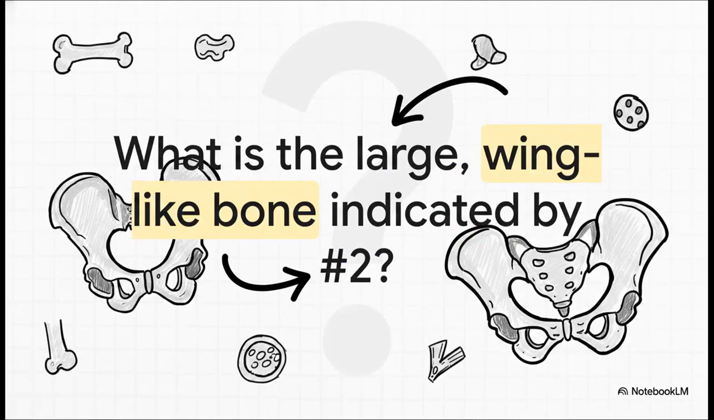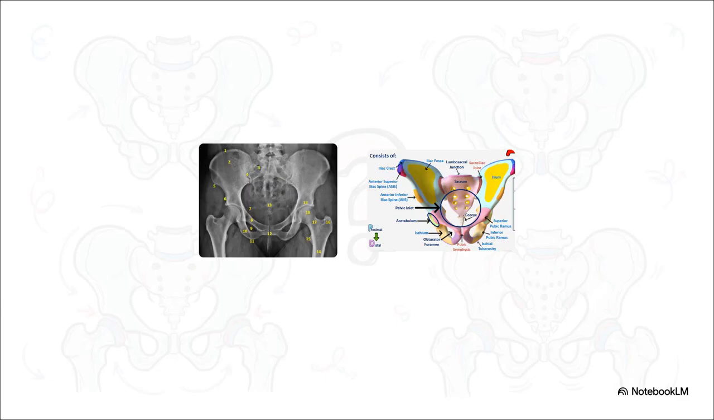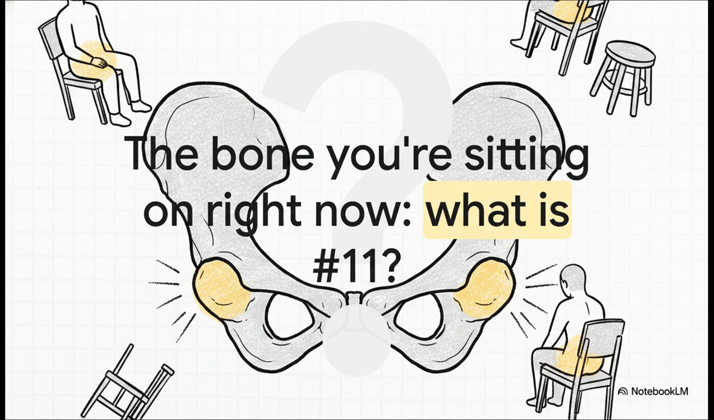Let's zoom back out to the bigger picture again. Number 2 is pointing to that entire large, wing-like section of the hip bone. We've already named a couple of its landmarks, but what is the whole bone itself called? That whole thing is the ilium. It is the largest and highest of the 3 bones that actually fuse together to form the complete hip bone. So when we were talking about the iliac crest and the ASIS earlier, those are really just important features on this one massive bone.